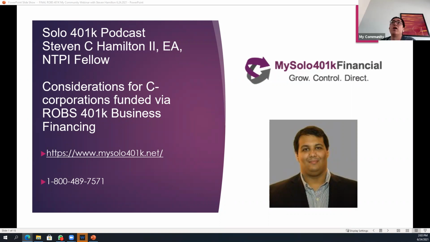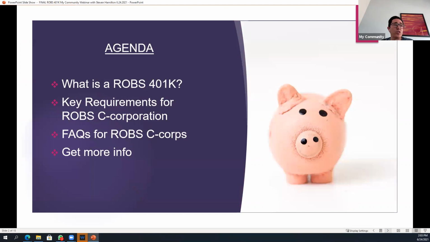Excellent. As I was mentioning before we got started, we have a lot of folks that have RSVP'd for this session. It's a great topic. Today's topic is going to be considerations for C corporations funded with a ROBS 401k plan. These are individuals that want to start or buy a business and use their retirement money to do so without paying taxes or penalties.